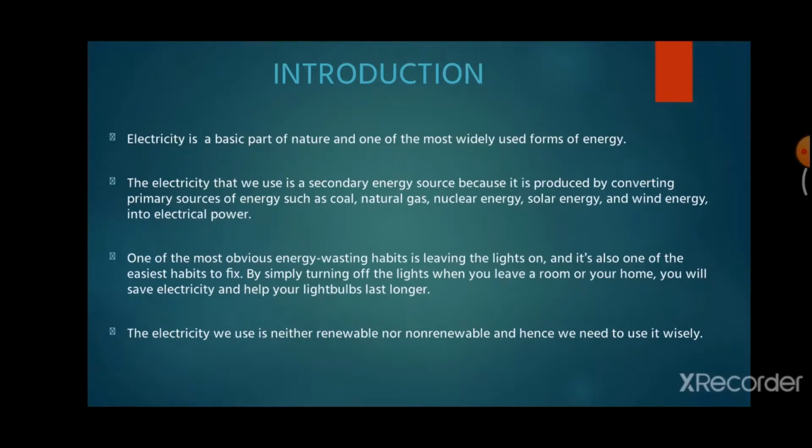One of the most obvious energy wasting habits is leaving the lights on, and it's also one of the easiest habits to fix. By simply turning off the lights when you leave a room or your home, you will save electricity and help your light bulbs last longer. The electricity we use is neither renewable nor non renewable, and hence we need to use it wisely.